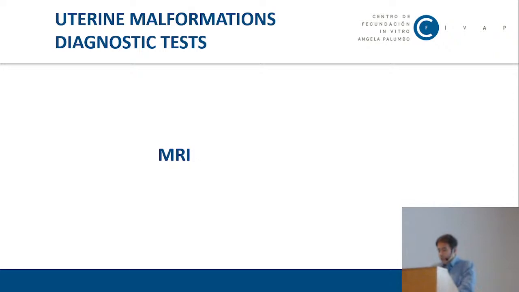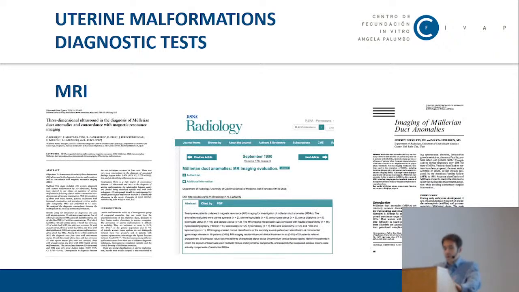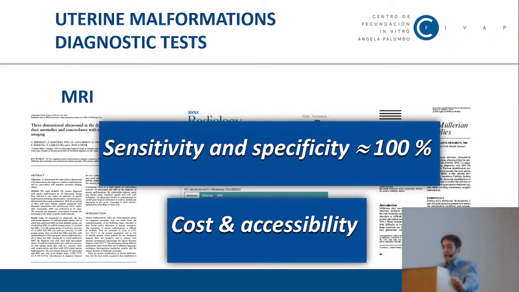And what about MRI? We have many studies about uterine malformations with MRI. We have a sensitivity and a specificity around 100%. The problem is the cost and the accessibility to these tests. I think it should be reserved to other types of pathologies or some specific uterine malformations, because we have 3D ultrasound, and we will see how to do this diagnosis with this tool.